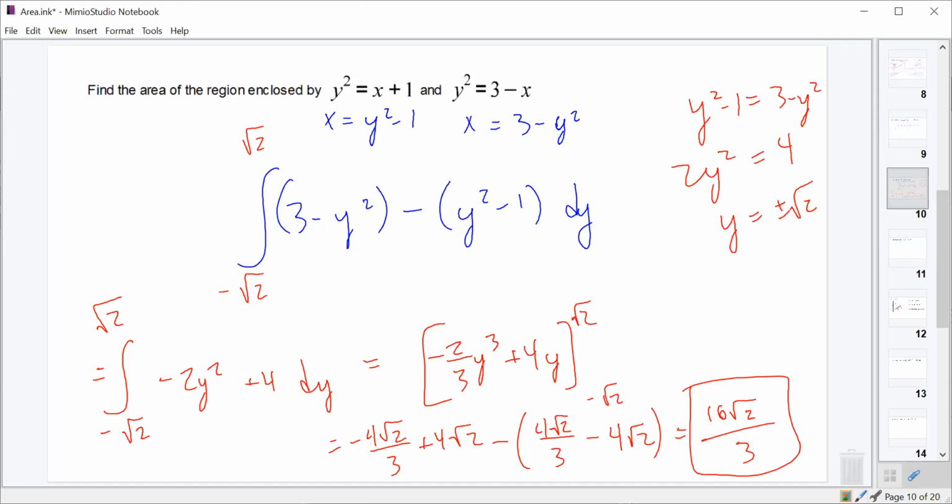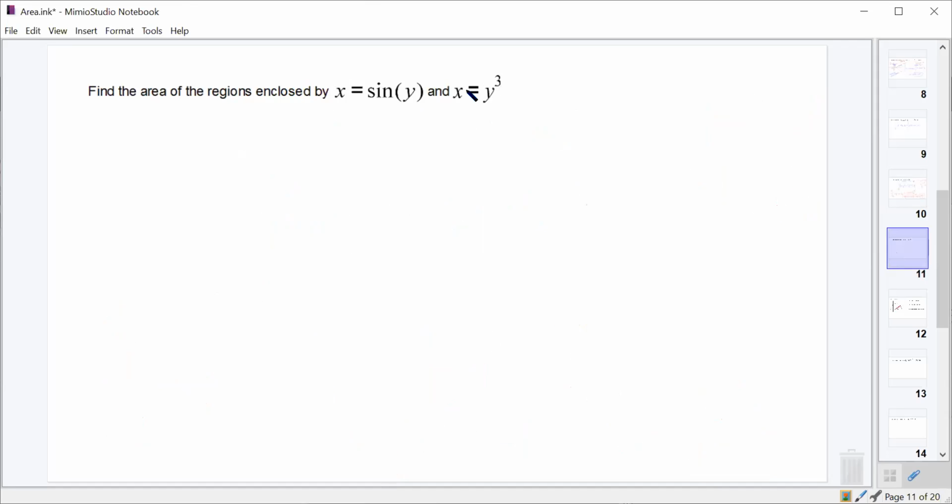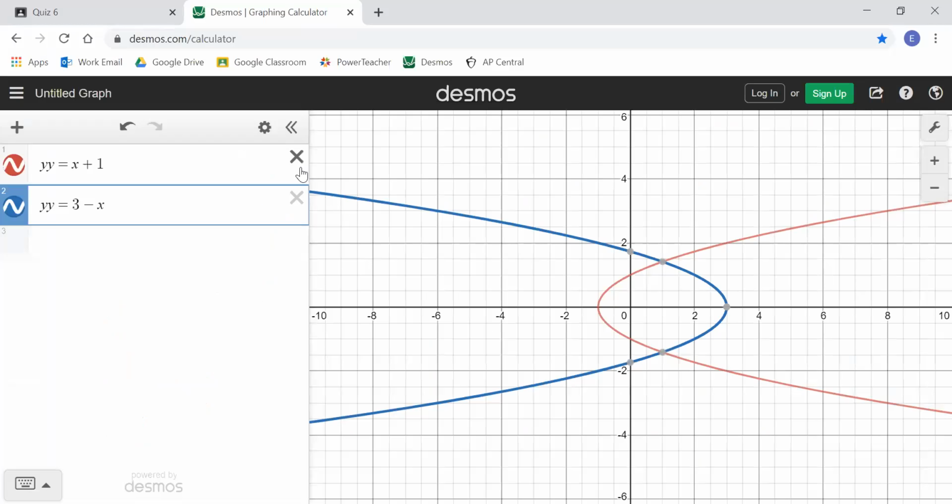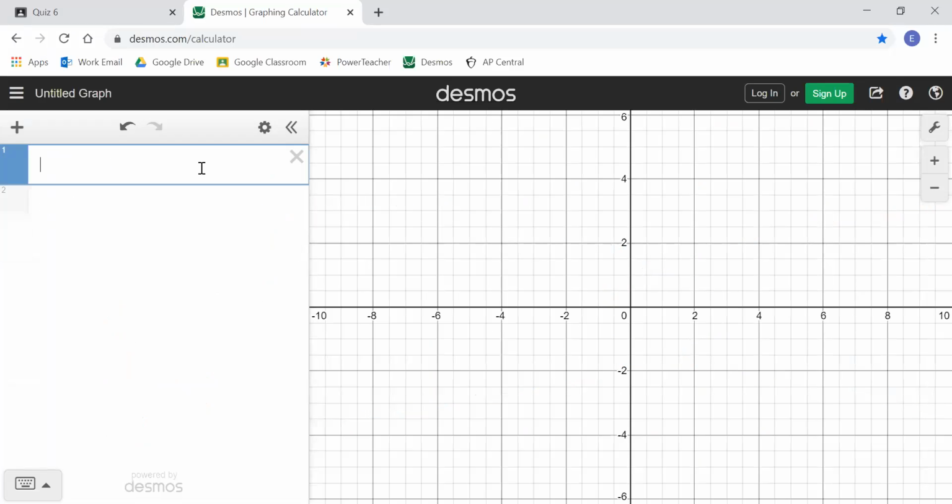Well, I'm trying to figure out what else I'm going to add to it. Okay, all right, let's do another one of these. It's going to be in terms of y. So we want to find the area of the regions that are enclosed by x equals sine y and x equals y cubed. So just going to take a look real quick on Desmos, but then we'll do the work on the actual graphing calculator just to get used to it.